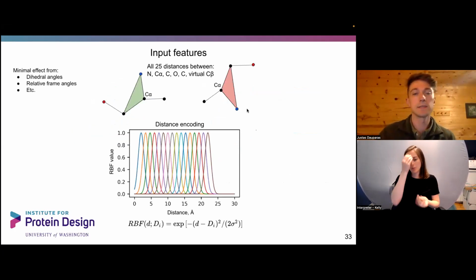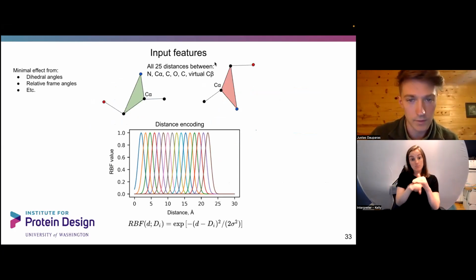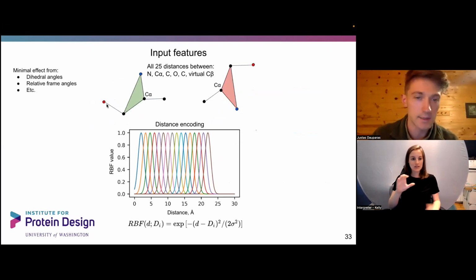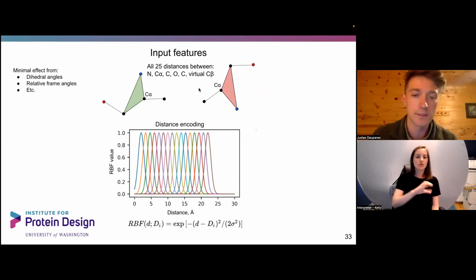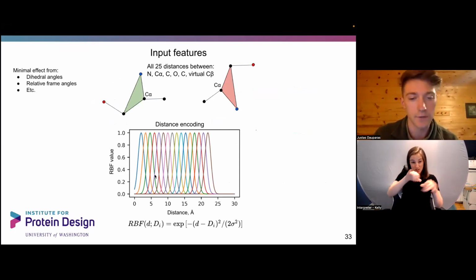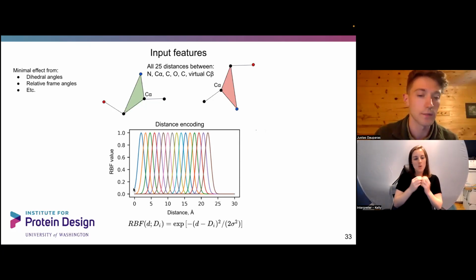So these input features, these 25 distances between N, C alpha, C, oxygen, and virtual C beta. We give all the interdistances, encoded as radial basis functions. So we can imagine these little channels that are the exponential of the true distance minus the middle of these bins, divided by some standard deviation. So they go only from 0 to 1. Everything is very nicely normalized, and if the distance is really big, it will just be all zeros, and if the distance is very small, there'll be maybe a very small blip for the first bin.